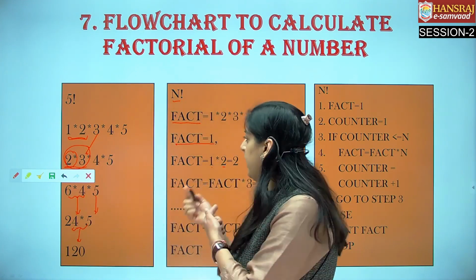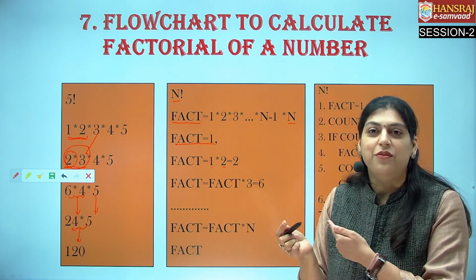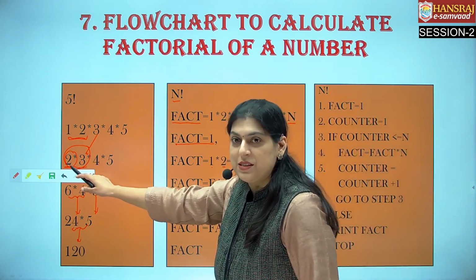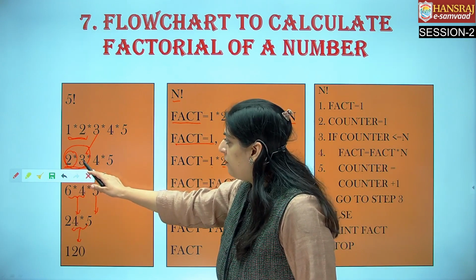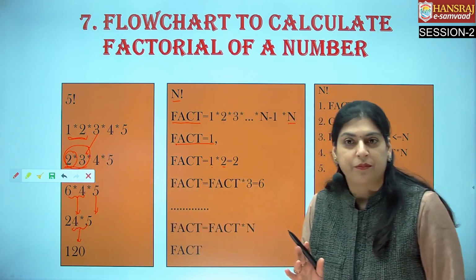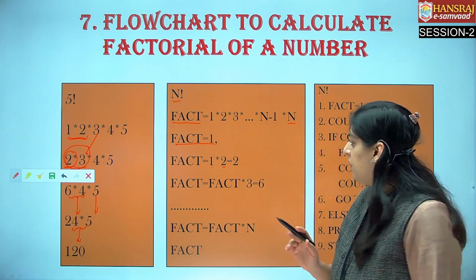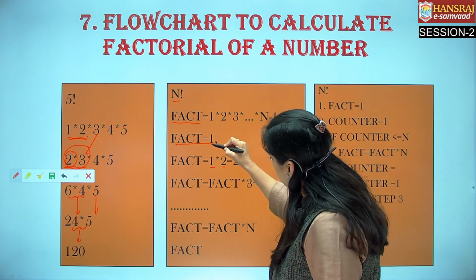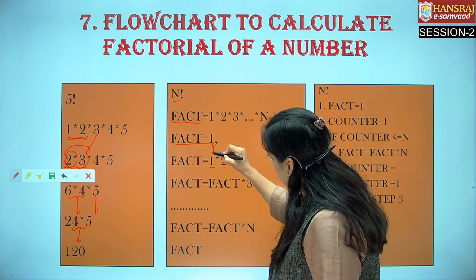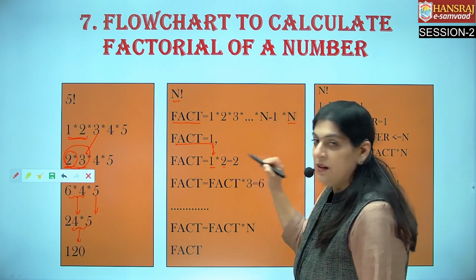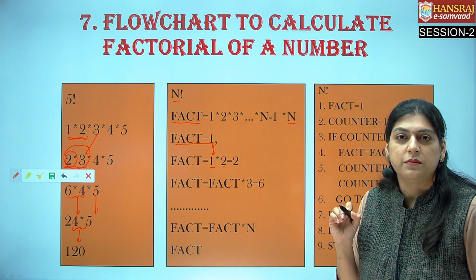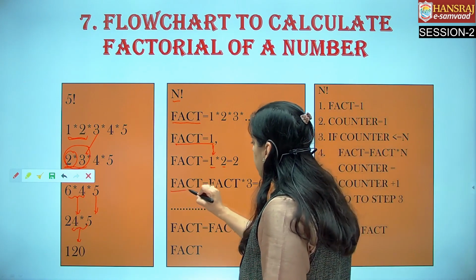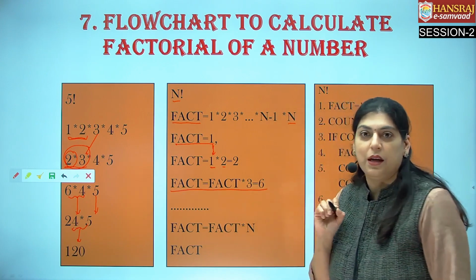Right? So in every step what we are doing, we are taking the product we have calculated in the previous step and then multiplying it with the next number. We are taking this, what we have in the previous step, and multiplying it with the next number to get the product. Right? So I can write this statement. Just see this statement. Is it clear to you?